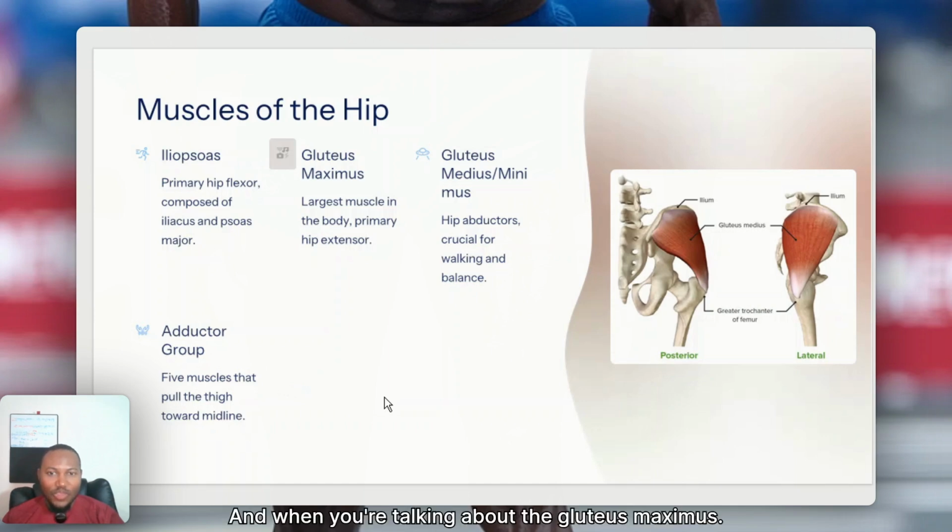Psoas major. And when you're talking about the gluteus maximus, it is the largest and is the primary hip extensor. If you are asked about hip extensor, talk about gluteus maximus. If you are asked about hip flexor, talk about iliopsoas. If you are talking about hip abductors, talk about minimus, medius. They really help you to balance when you're walking. Abductors. If you are talking about adductor, all right, that's adductor group, right? There are 5 muscles that pull the thigh towards the midline, which we are going to discuss later. But most importantly, you need to know the primary hip flexor, primary hip extensor, and also the abductors.